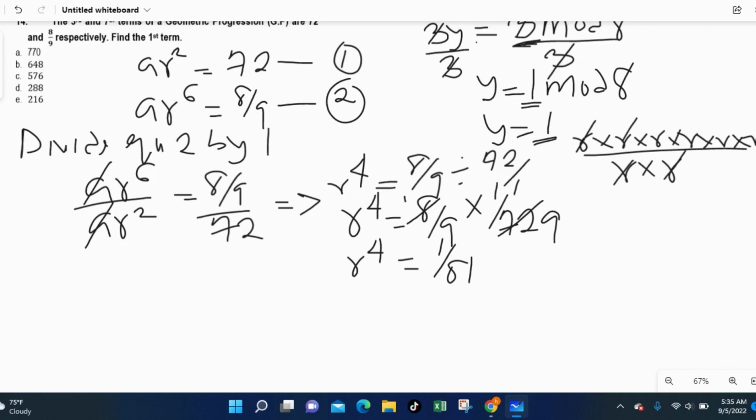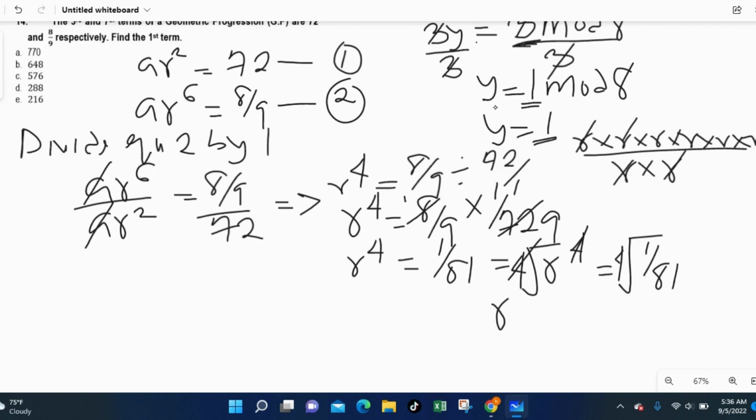And if we want to simplify, we'll see that R is carrying a power 4. So all we need to do is to find the fourth root of everything. All we need to do is to find the fourth root of this whole thing. We will fourth root both sides. That will be equal to the fourth root of 1 over 81.